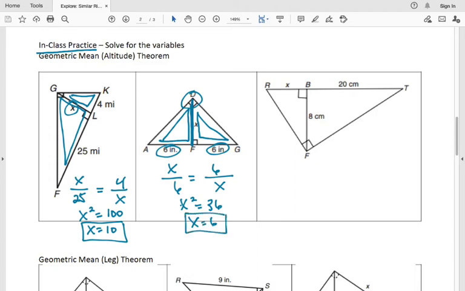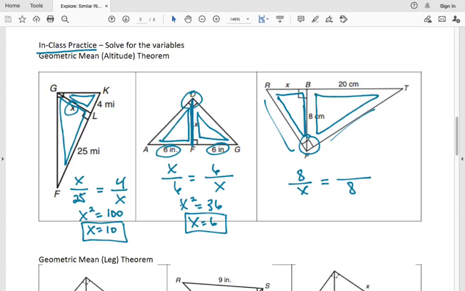All right, on this one, again, from this main right angle, we have these 3 legs that stem off of it. They're the ones that will be set up in the geometric mean. So 8 will go here and 8 will go here. The part of the triangle that this 8 is part of is this little triangle here, so the x will go here. And then it's also part of this medium triangle, so the 20 will go here.